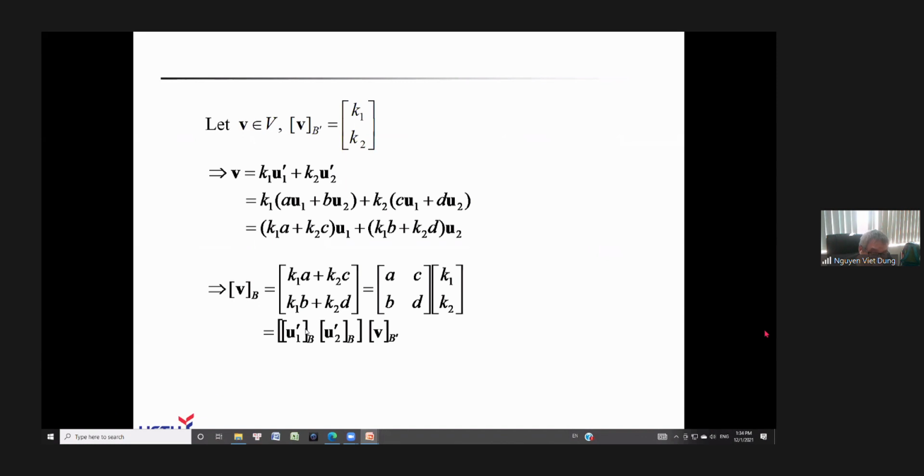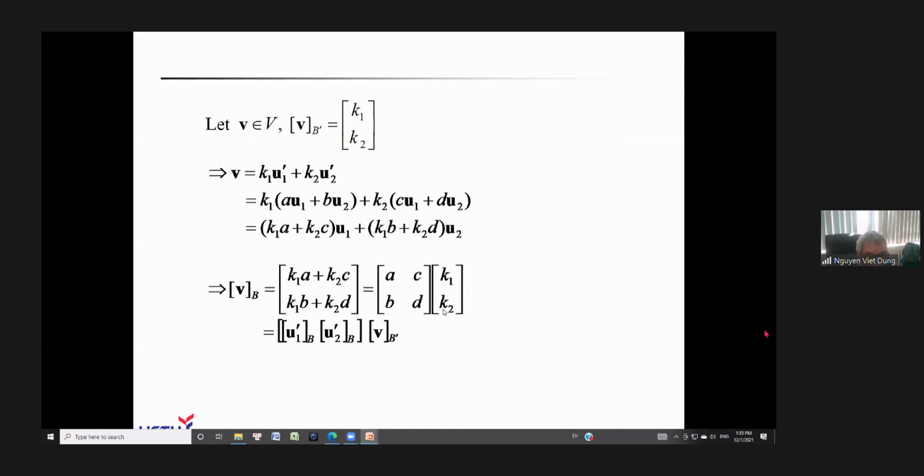But once again, if you remember, that is nothing but the product of two matrices. The first matrix is (a, c; b, d), and the second matrix is the column K1 and K2.